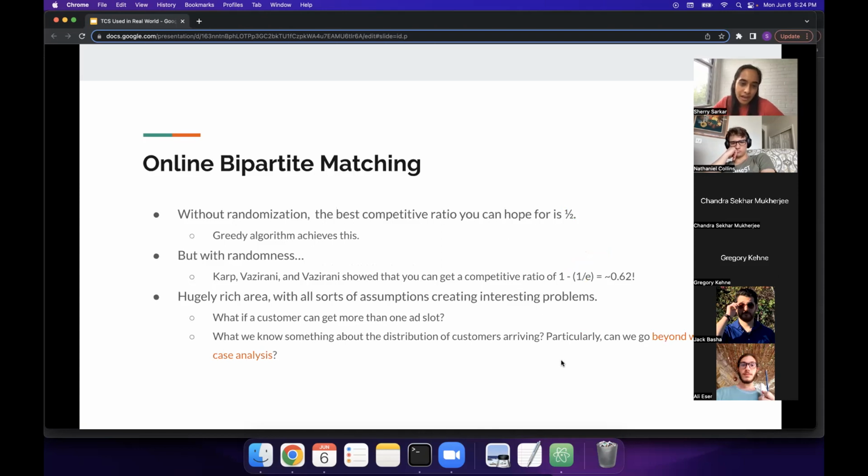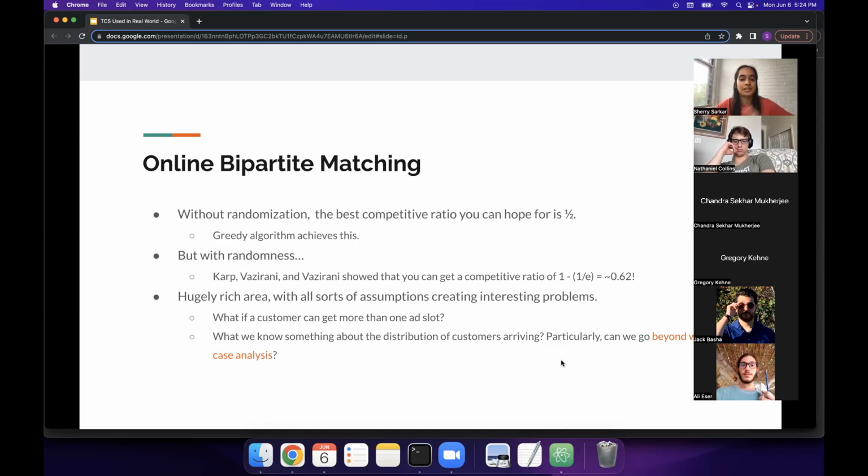It turns out that if you want to do a deterministic algorithm, the best ratio you could hope for is half. There are instances where for any deterministic algorithm you give me, I will be able to create an instance where it'll only do half as well. And a greedy algorithm is going to achieve this. So a pretty simple deterministic algorithm will get you half, but half is a little bit of an unsatisfying answer.